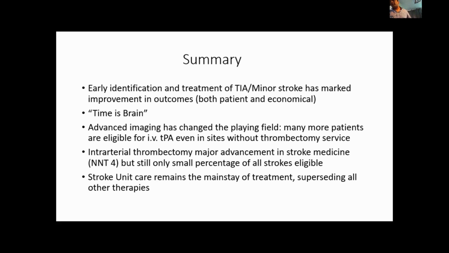And I just want to harp on one last time about the stroke units, because stroke unit care supersedes anything that we have. It'll have a much, much bigger population effect than anything else. And that's me. Got any questions?